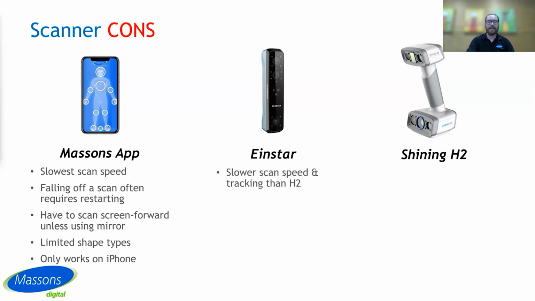So moving up the line to the IronStar, it has a slower scan speed and tracking compared to the H2, but it is still a bit faster than the app. Unlike the app, which is fully wireless, it is tethered, and that means that it has a USB cable running to the computer and a power cable running to a wall adapter.